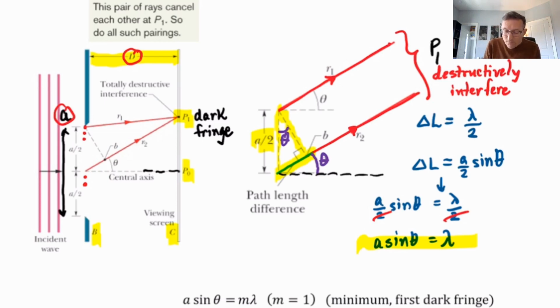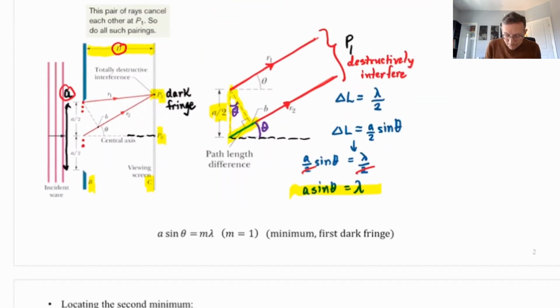Okay? So I'll write that formula, bring that down a little bit, right below here. A sine theta must equal m times lambda, where m is an integer equal to 1. And so we have our first dark fringe. And note, by the way, the whole pattern is symmetric about the central axis. So if the angle theta here locates the first dark fringe at point P1, then equidistant below P0, I'll try to get it equidistant, there'll be another point P1 down here, which will also be a dark fringe. And we've located the first dark fringe.